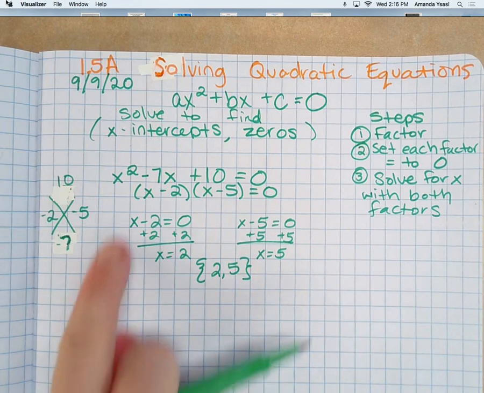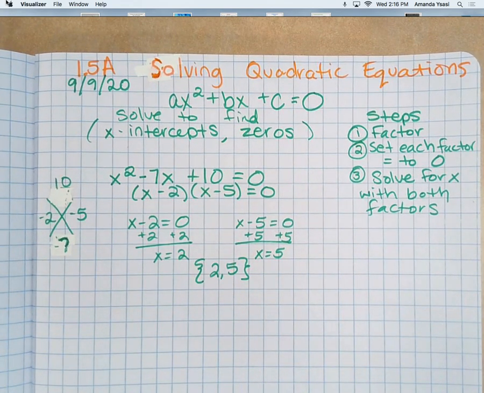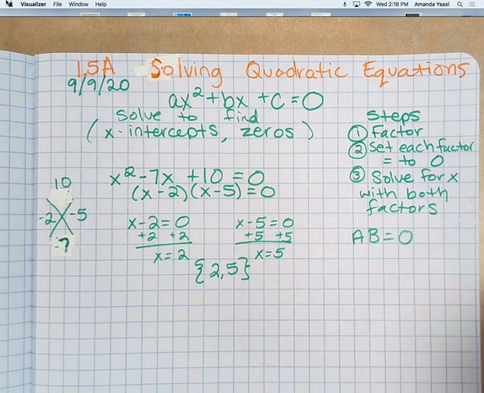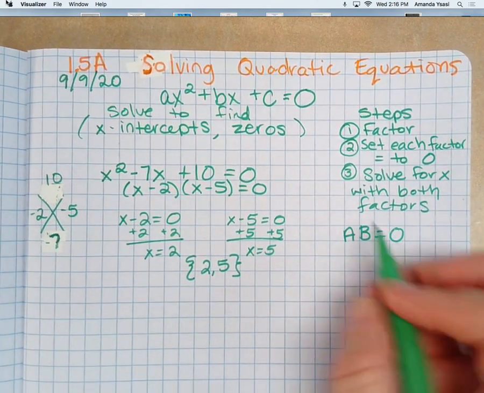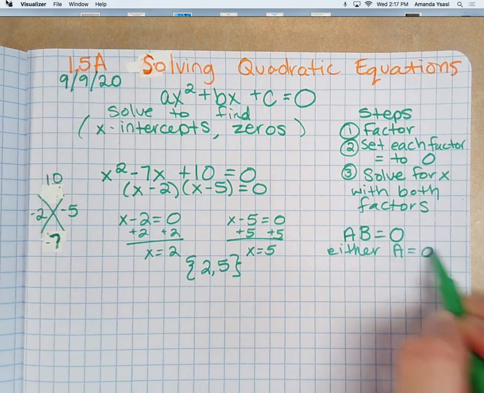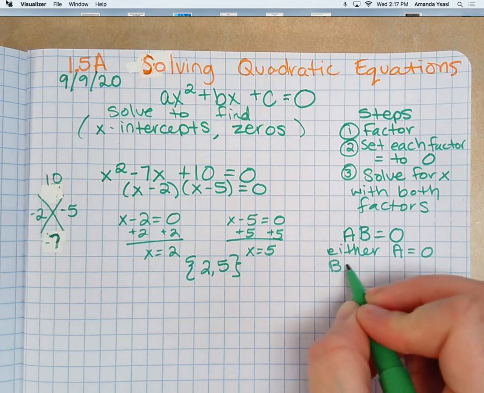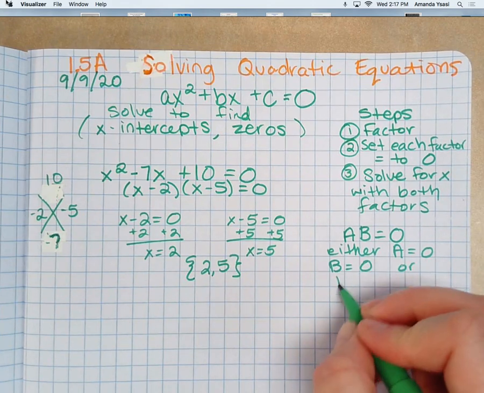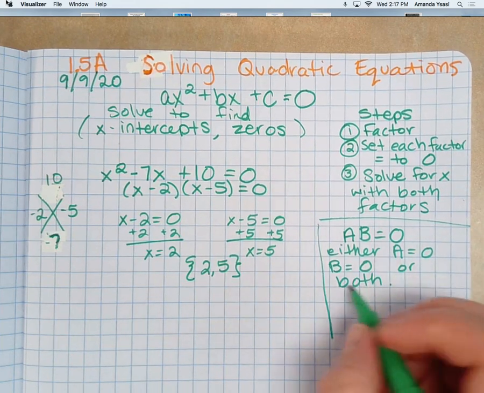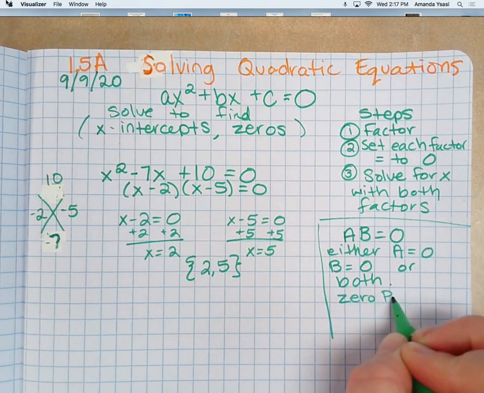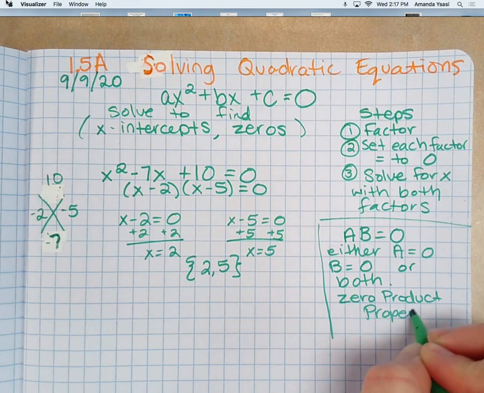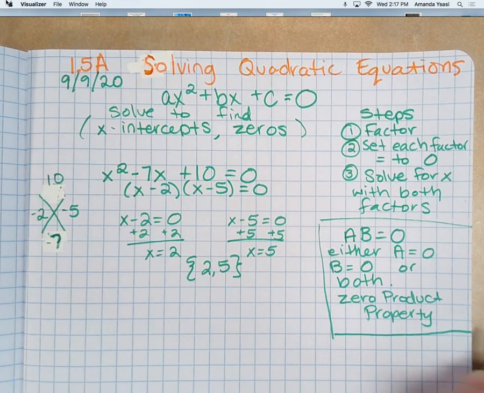So this is called the zero product property. It says that if you have A times B equals 0, either A equals 0, B equals 0, or both. I'm going to put zero product property. That's what allows us to solve that way.